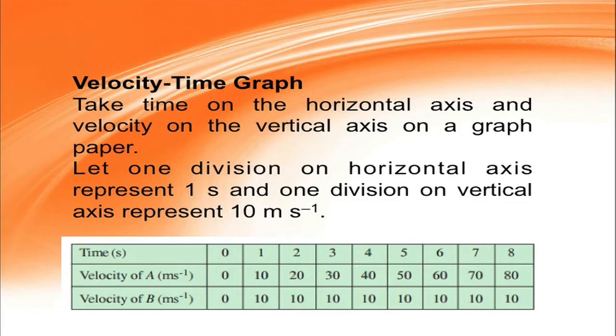Now, we have another graph that we call the velocity-time graph. So, take time on the horizontal axis and velocity on the vertical axis on the graph paper. Let one division on the horizontal axis represent 1 second and one division on the vertical axis represent 10 meter per second. Plotting this table gives us the graph as shown in the figure. The table gives us the time 0, 1, 2, 3, 4, 5, 6, 7, 8, and the velocity of body A is 0, 10, 20, 30, 40, 50, 60, 70 and 80, and the velocity of body B is 0, 10, 10, 10, 10, 10, 10, 10.